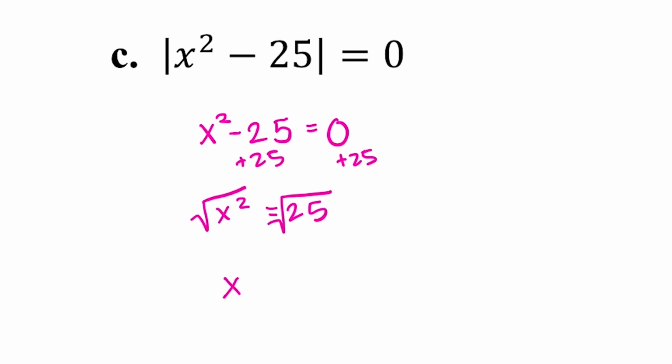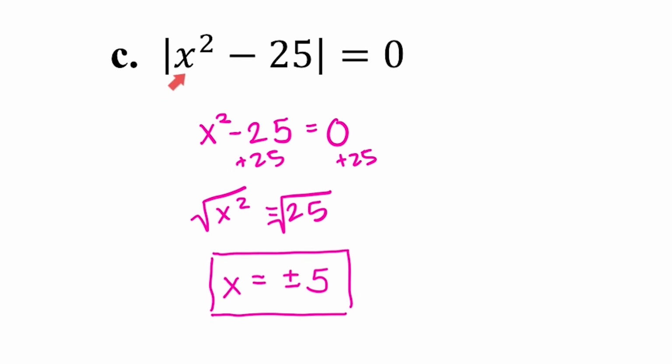But remember, when you put the square root there, you need a plus or minus. Then the square root of 25 is 5, because 5 squared is 25, but also negative 5 squared is 25. So that's why we put the plus or minus there. So those are our answers. Whether you plug in 5 or negative 5, when you square it, you'll get that positive 25. Subtract 25, you'll get 0.